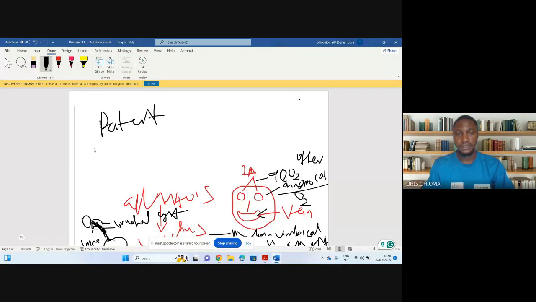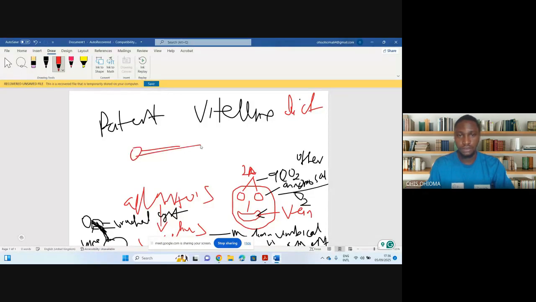A patent vitelline duct means that the midgut, so the vitelline duct basically connects the umbilicus to the midgut, right? And so if it's patent, the symptoms you see in the child is that meconium will be coming out of the umbilicus.